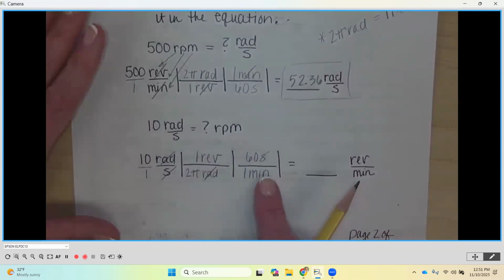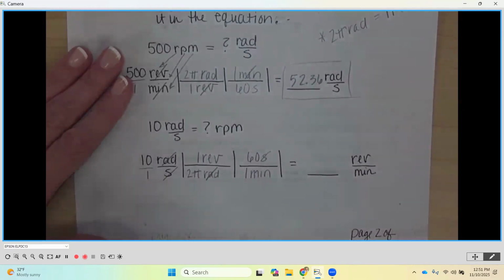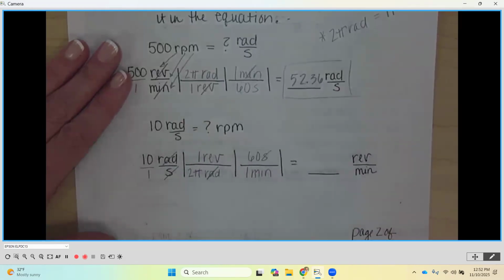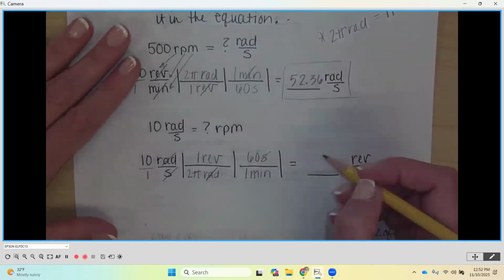So revolutions per minute. And now here again, I don't have to worry about, do I multiply by 60? Do I divide by 60? I think if you write it out, you won't go wrong. So now you're going to take 10 times 60 divided by 2 divided by pi. How many revolutions per minute is 10 radians per second? Rainer.